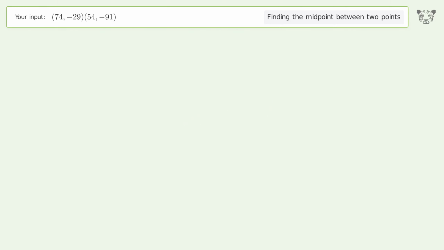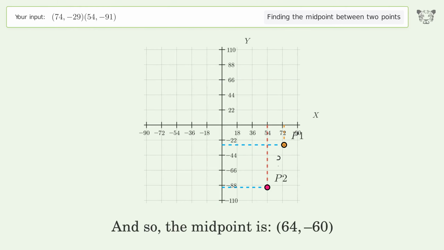And so, the midpoint is 64, negative 60.